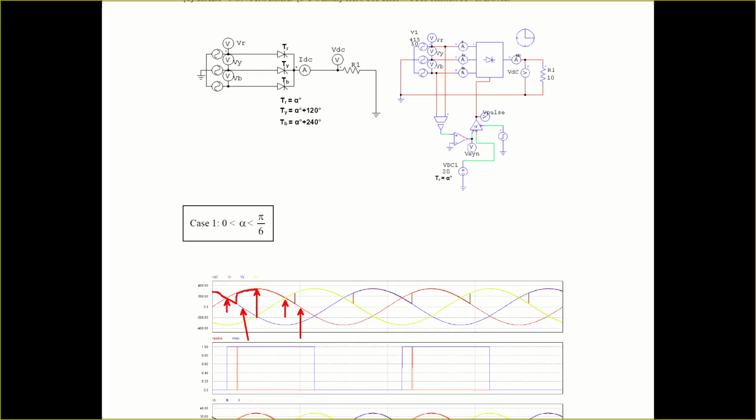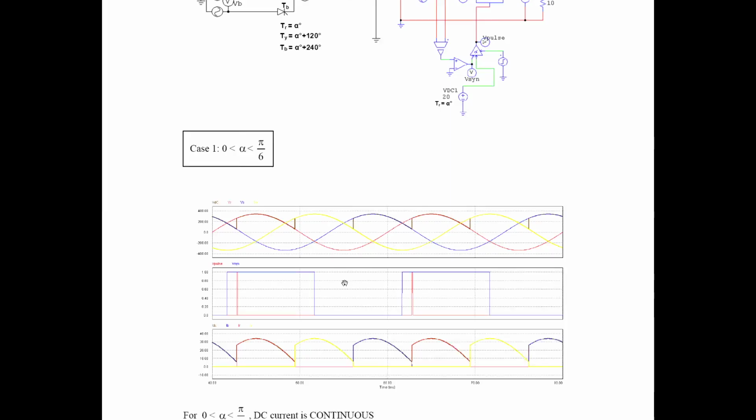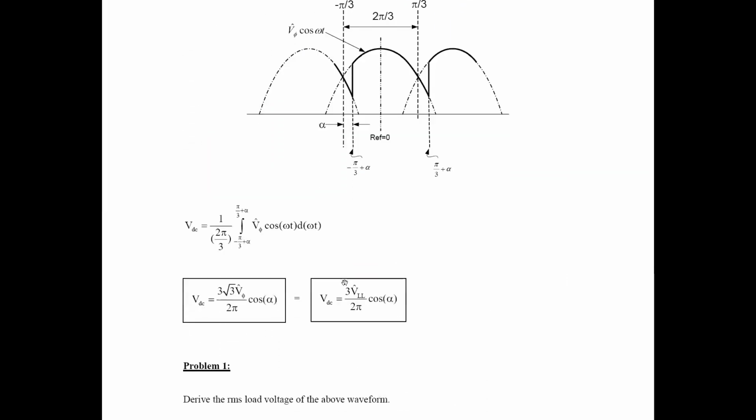And then you further increase alpha, and you can see that it will go up to this point, which is alpha equals 90 degree, and it touches the 0 level there. It touches that 0 level there. Okay, so identify all of this, and if you go alpha beyond that, beyond this point, it will become discontinuous operation.